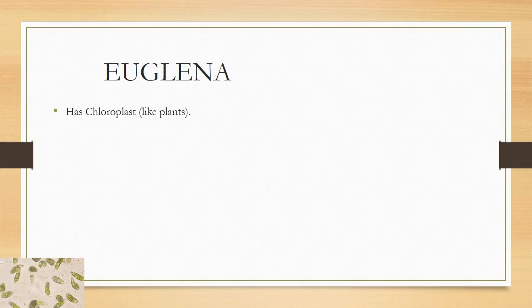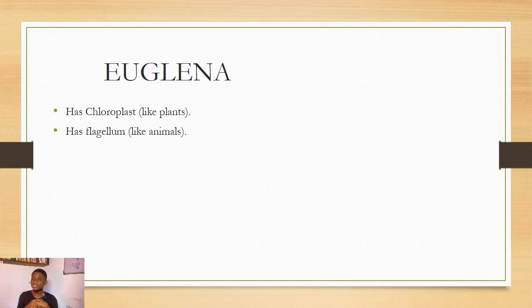All right, so the next one we're going to talk about is Euglena. Euglena has chloroplasts like plants. That means they photosynthesize to make their food. Euglena is one of the organisms that is very unique. It has plant-like characteristics and animal-like characteristics. It has a flagellum like animals. Plants don't move from one place to another, but animals move. So movement is an animal-like characteristic of Euglena.